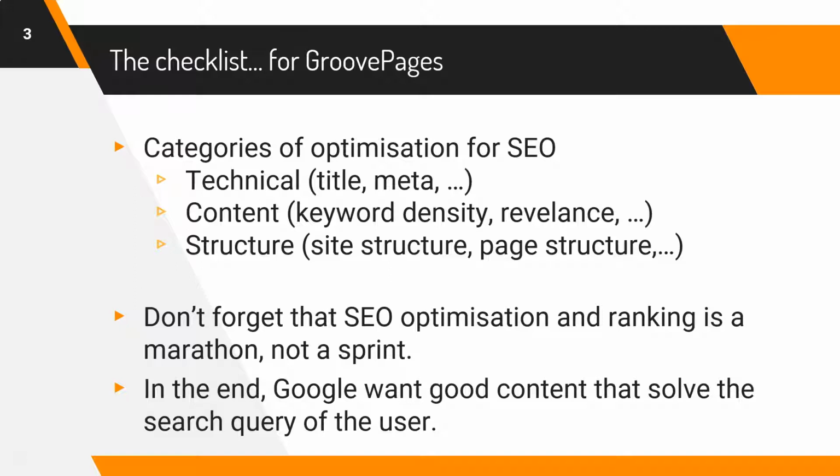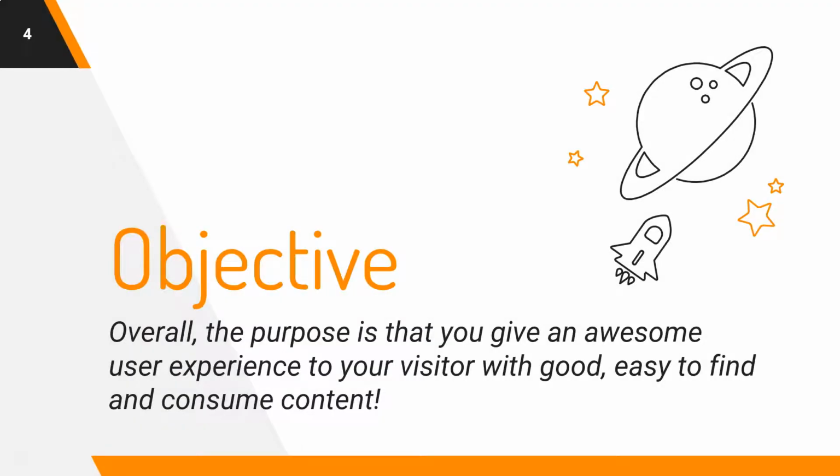And in the end, Google wants to have good content that solves the search query of the end user. So this is all related to the keyword finding. So when you build a page, when you build a video, you want to answer something that the user wants. So usually we refer to that as a query from the user in Google, and you want to have good content. So our objective overall will be to give an awesome user experience to our visitor with good, easy to find and consume content. So this is our big objective.